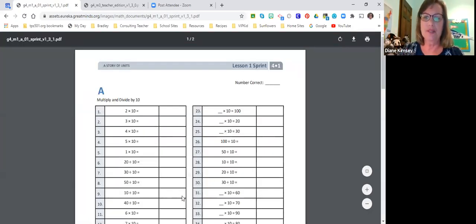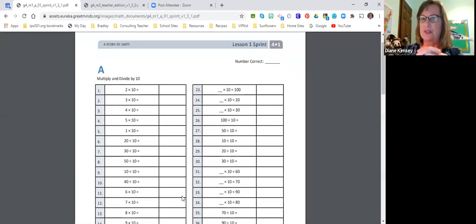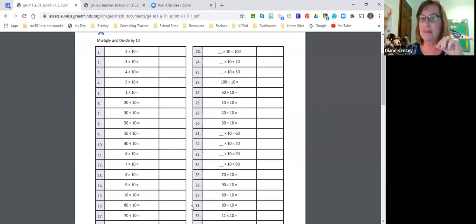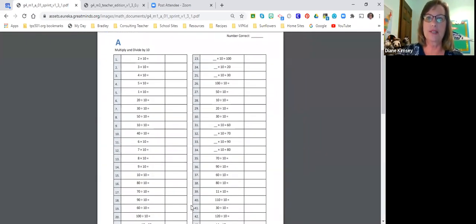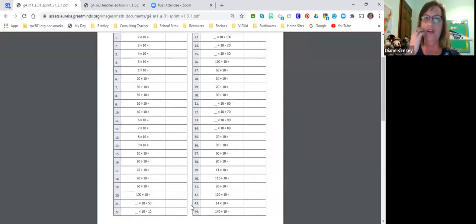Okay. Sprints are something that you're going to do often. The kids even have a separate math book that's nothing but sprints. And these cause a lot of anxiety in a lot of people. I'm going to make this a little bit smaller so we can see the whole thing here on the screen. Hopefully you're able to see problems 1 to 44.